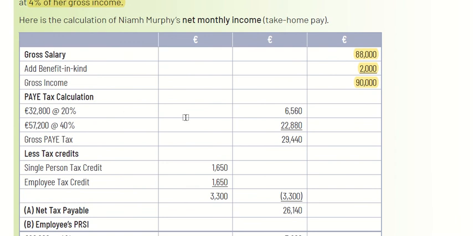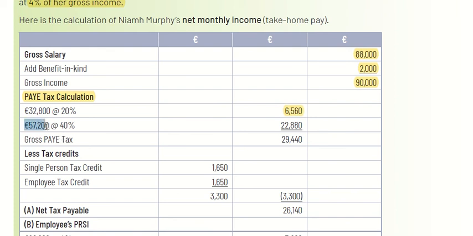Okay, so calculating the 3 different taxes then. We'll start with PAYE, that's the hardest one here. Remember, her cut-off point is 32,800. So get 20% of that. All right, so that's the first amount of tax, or the lower rate.